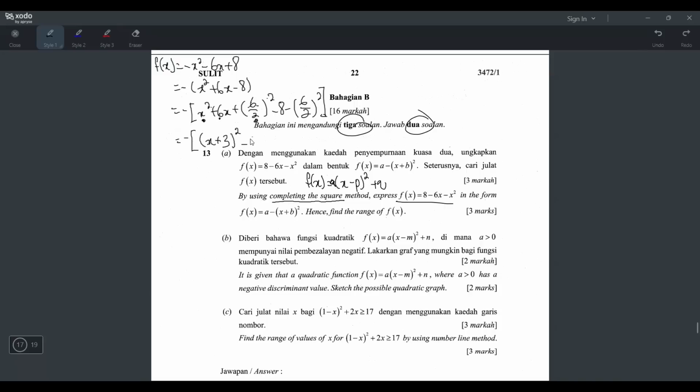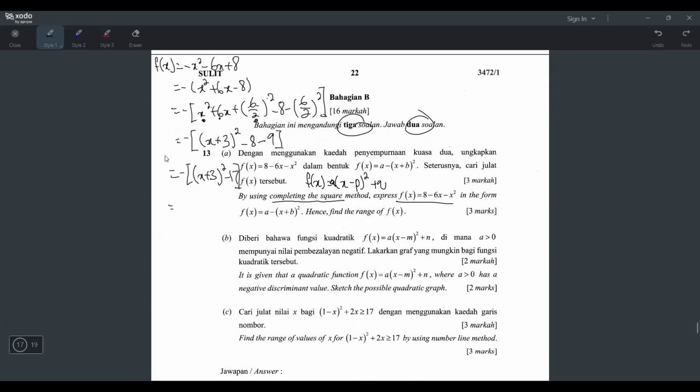What's next? Negative 8 minus, okay, 6 over 2 is 3, right? But this time you have to square. Just now you don't need to square because the square you already wrote outside the bracket. But this one you have to square. So 3 squared is 9 like this and then close the bracket. Okay, negative 8 with negative 9 you can combine. So do that first. But the big bracket you still have to write. I told you already, the big bracket is very important. Negative 8 minus 9 is negative 17. Okay, and then close the big bracket.